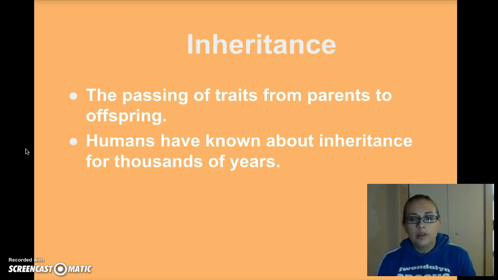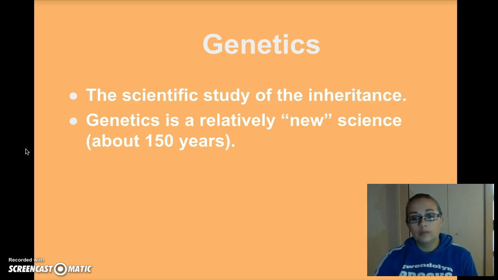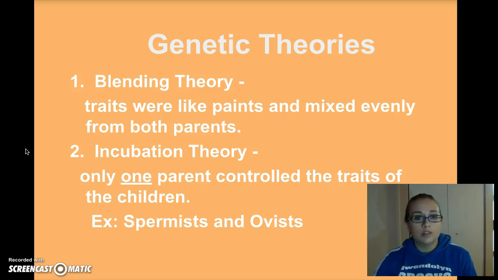Humans have known about some type of inheritance for thousands of years, but we didn't actually really understand it until somewhat recently. So genetics is the scientific study of inheritance, and it is relatively new, about 150 years or so old. And again, like a lot of the other stuff that we've covered, it became easier to understand when we developed new tools to understand it.